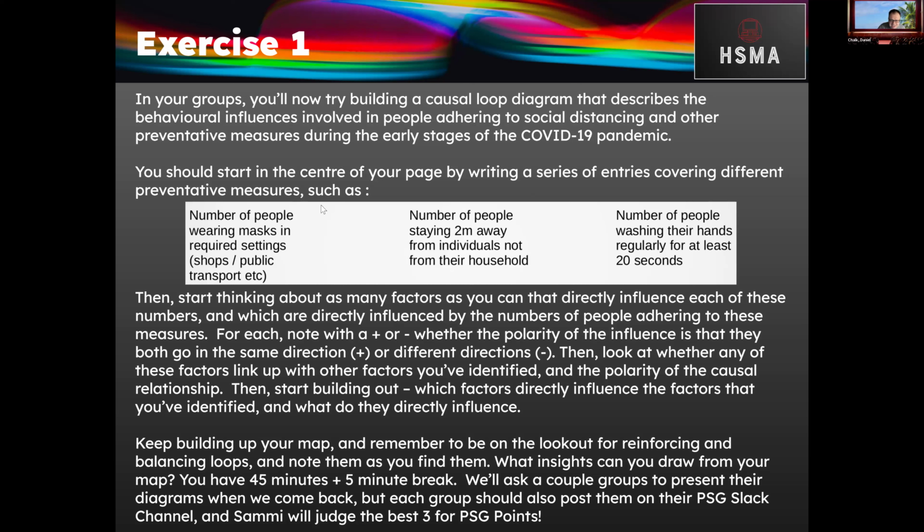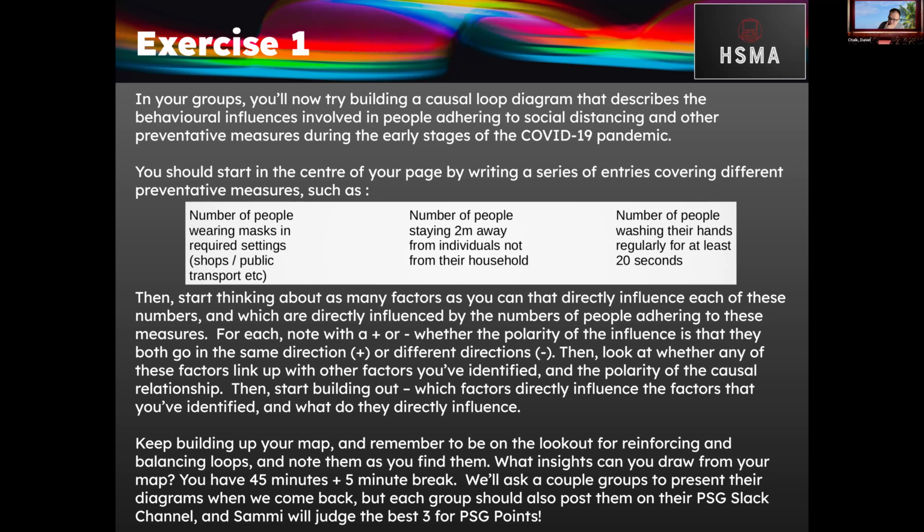And I would start by putting in the centre some entries that cover preventative measures. So things like the number of people who are wearing masks in required settings, the number of people staying 2 meters away from others, number of people washing their hands for at least 20 seconds, all that kind of stuff. Then what I want you to do is start thinking about all the factors that you can think of that would directly influence each of those numbers of the things that you've written. It doesn't have to be these 3 things, it could be other things. And which are directly influenced themselves by the number of people that are adhering to these measures. So things that influence these things and things that these things influence. Okay, so think about it in both directions.